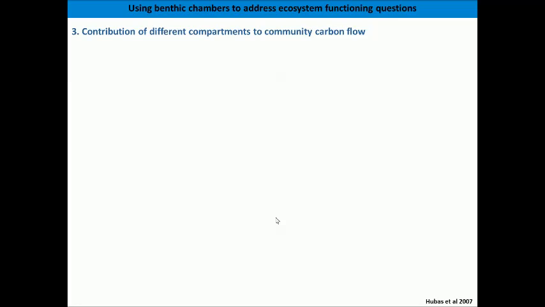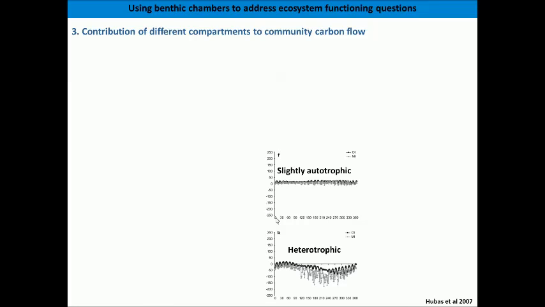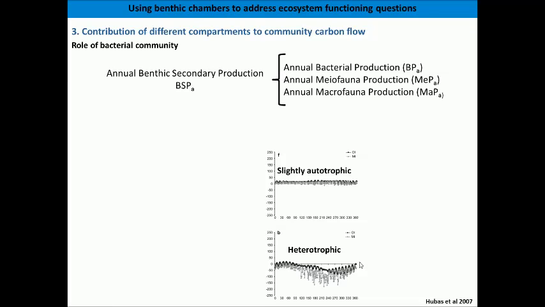So with this last example, I've hinted at the fact that you can understand better the contribution of the different compartments to the community carbon flow. Going back to the example of the effect of grain size, these authors wanted to understand why there were two such different situations, and they suspected it was due to the role of the bacterial community.